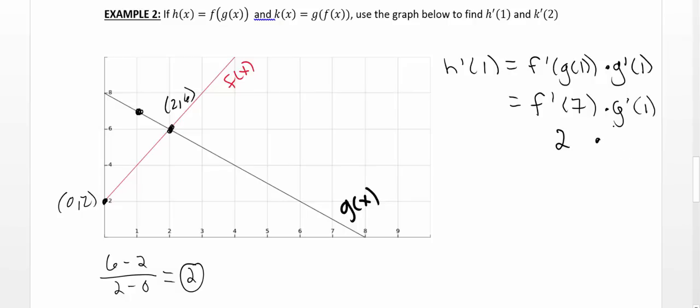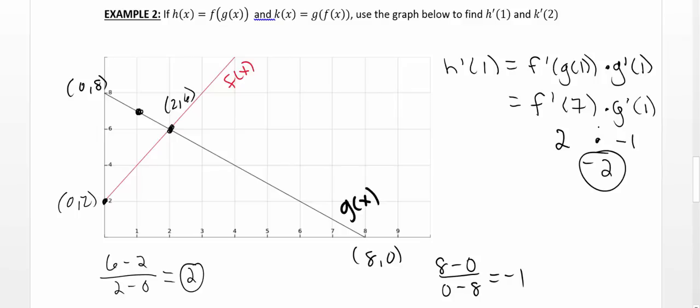I can do something similar for g. So again, I want to compute the slope of the line. So I'm going to pick 2 points on the line. I notice here that I have the point 0, 8, and the point 8, 0. So again, I'm going to do change in y over change in x. So I'll do 8 minus 0 over 0 minus 8, which tells me that the slope of this line is negative 1 at every single point. That also tells me that the derivative is negative 1 at every single point. So g prime of 1 is going to be negative 1. So multiplying those together, I get that h prime of 1 is going to be negative 2.